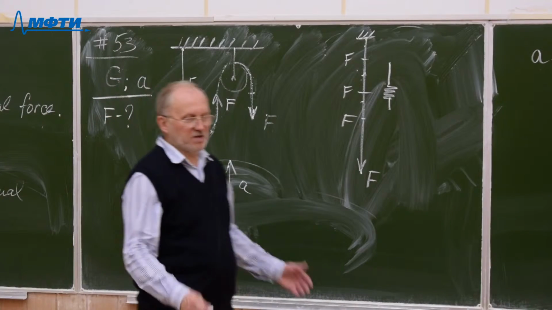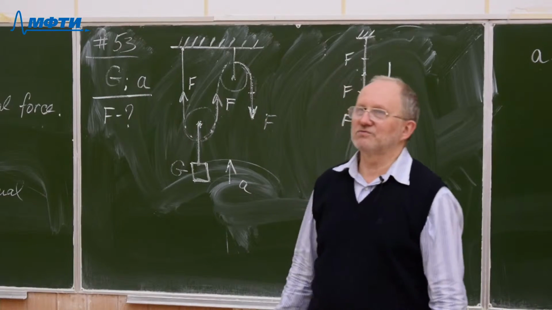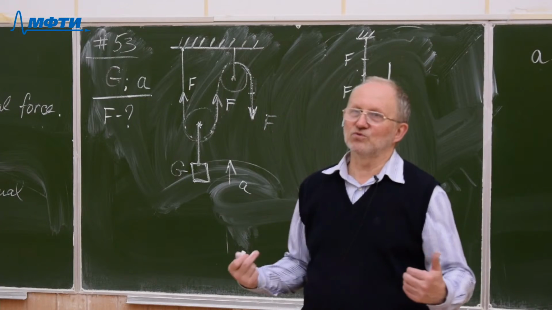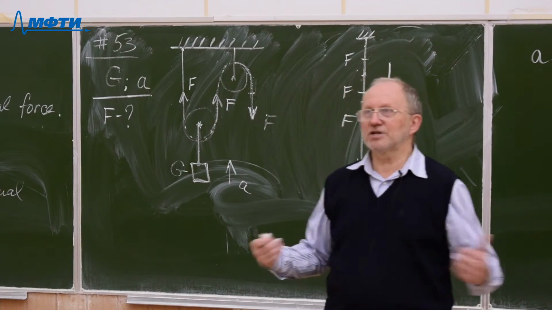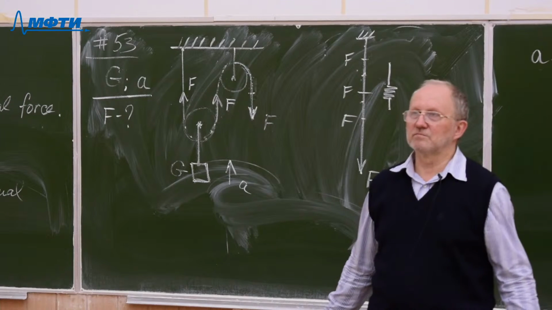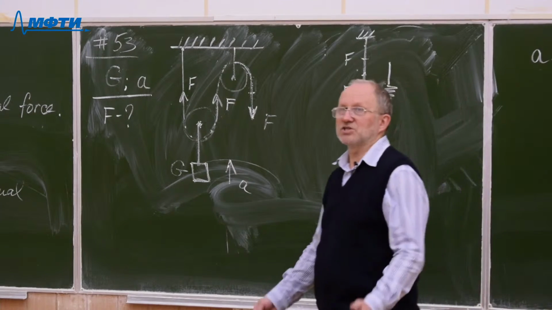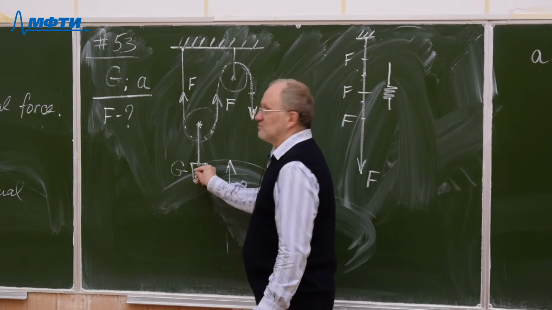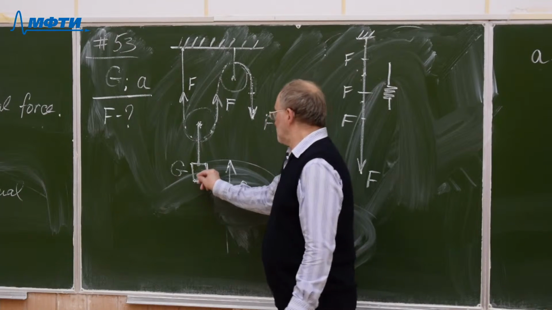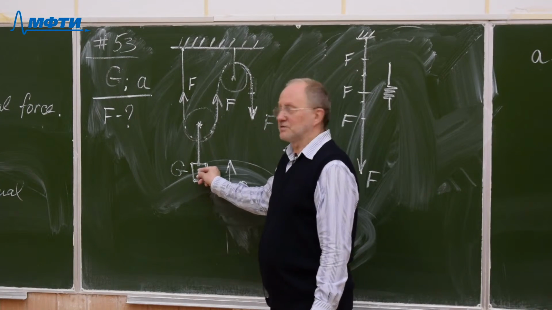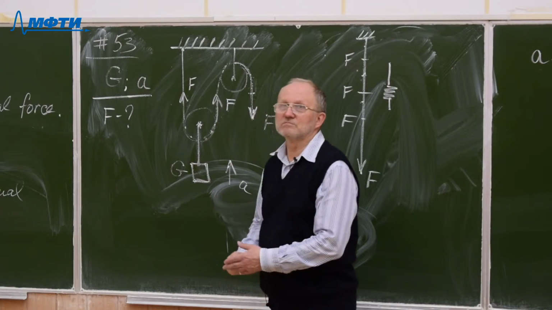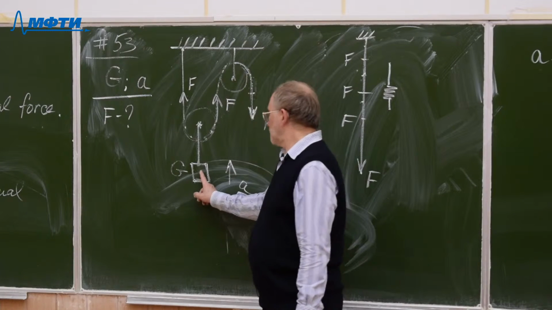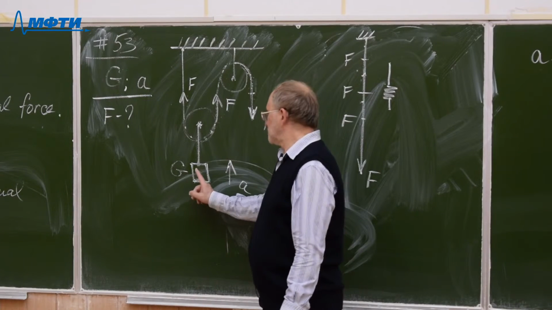we must remember that a force is a measure of interaction. If you have an interaction between two bodies, there is a force. If there is no interaction, then there is no force. So a force is always a measure of interaction. In order to find all the forces acting on this body, we have to consider all the interactions of this body with the outside world. There are only two outside objects with which this body interacts.